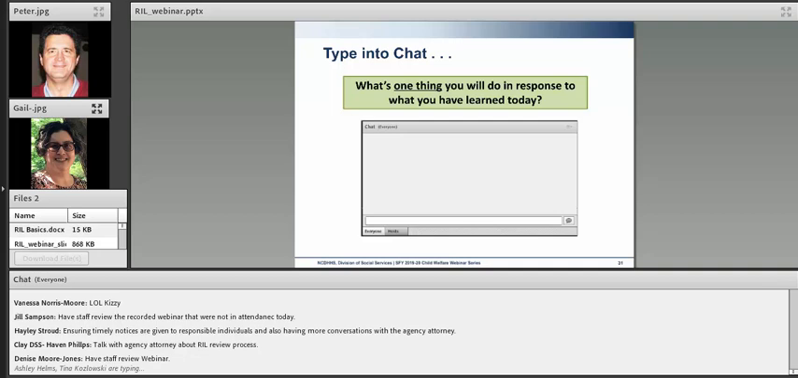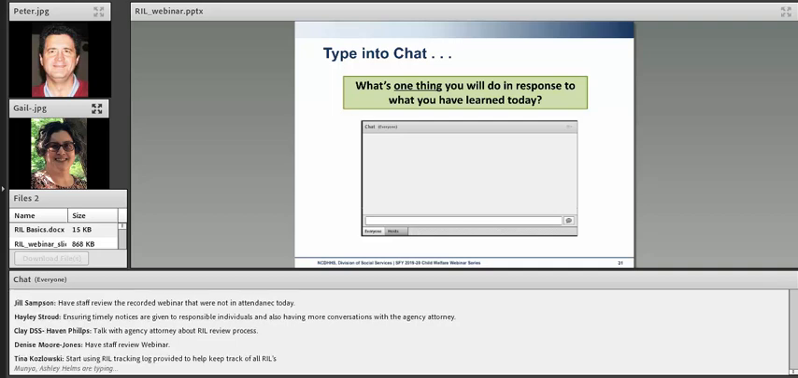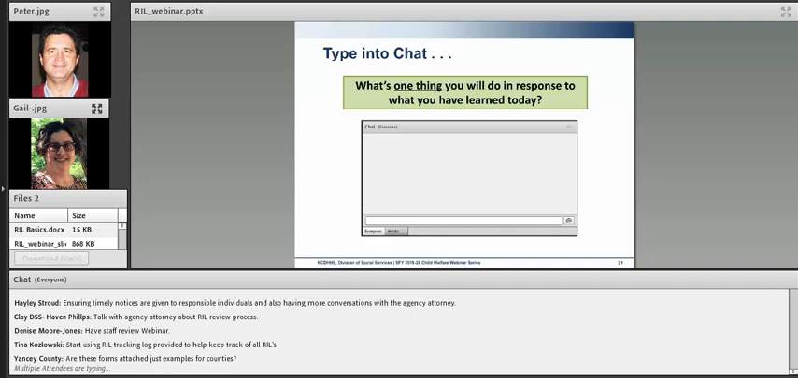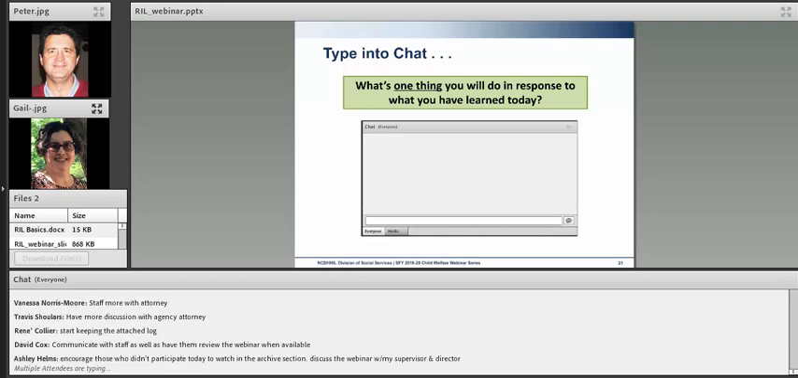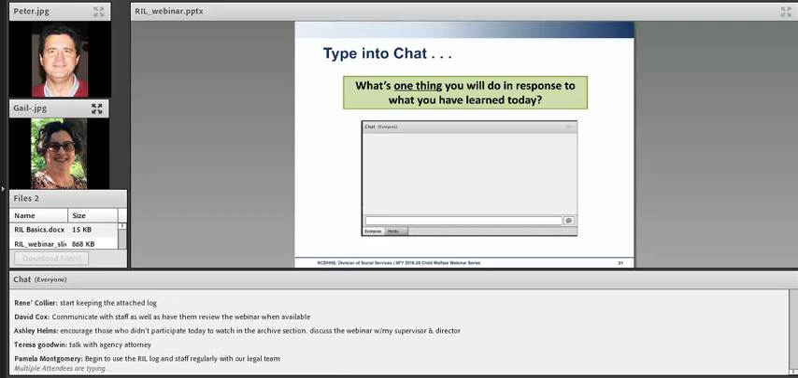No problem. As we wrap up, we want to ask y'all to think about one thing that you will do differently or do now in response to what you have learned today. We'll let you have a minute to type. And while y'all type, here's one thing I would love to see taking place in agencies: that a webinar like this would be part of an onboarding process, so that when new staff come on, this is part of how you prepare them. So that's just my soapbox for these last few minutes.